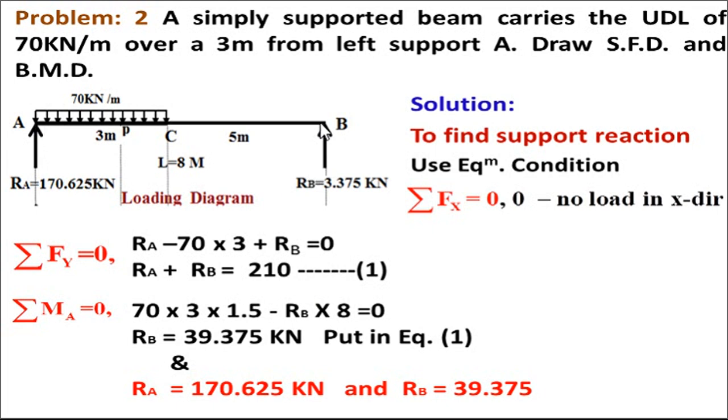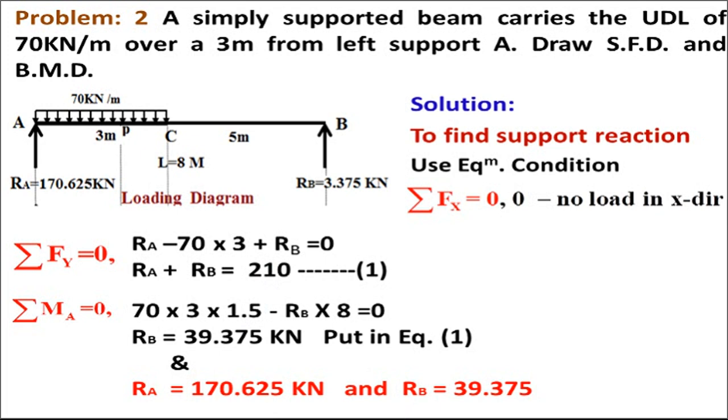Now to find one reaction, you take moment either at point A or at point B. If you take moment about A, the moment of RA at A will be 0. Then the moment of the UDL will be 70 into 3 into 1.5, the moment of the load, minus RB into the perpendicular distance, 5 plus 3, that is 8. Minus RB into 8 equal to 0. You will get RB as 39.375. It is wrong here: it is not 3.375, it is 39.375. And by deducting it from 210, you will get RA.